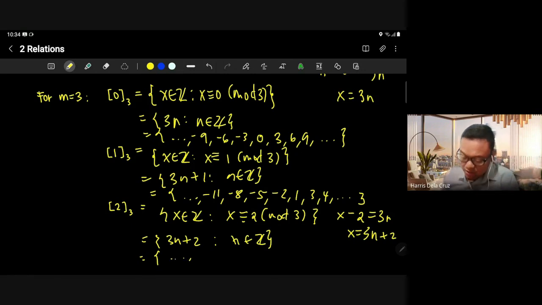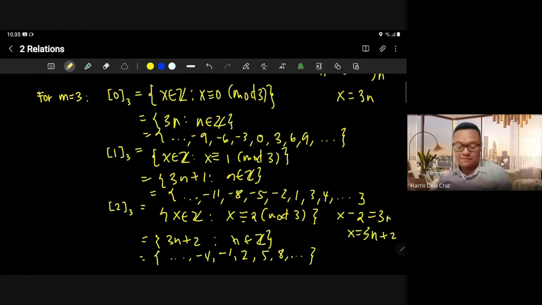So when n is 0, okay, mag negative natin simulan. When n is negative 2, so 3 times negative 2, negative 6 plus 2. So that's negative 4. When n is negative 1, 3 times negative 1, negative 3 plus 2, that's negative 1. Or actually, plus 3 ka lang ng plus 3. So 2, plus 3, 5, plus 3, 8, and so on and so forth.